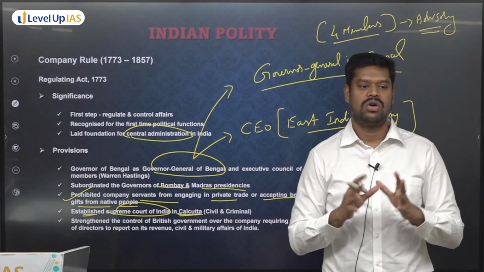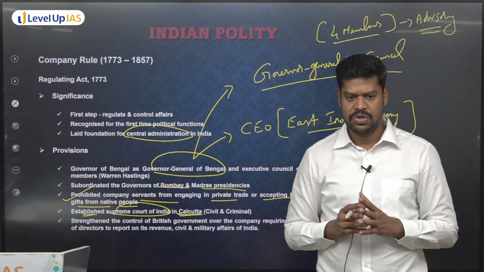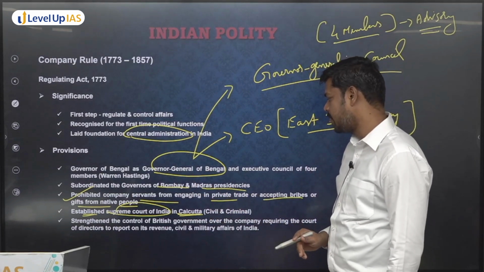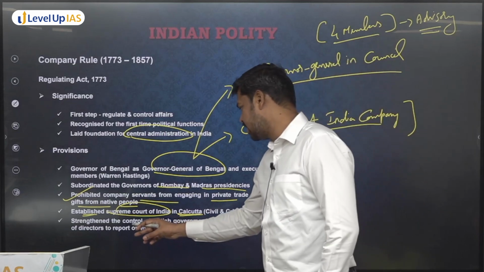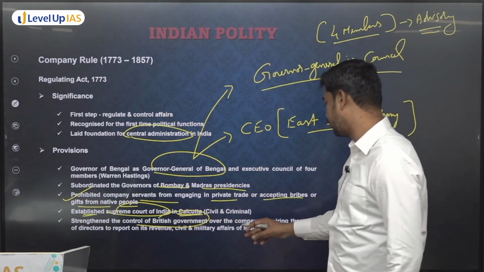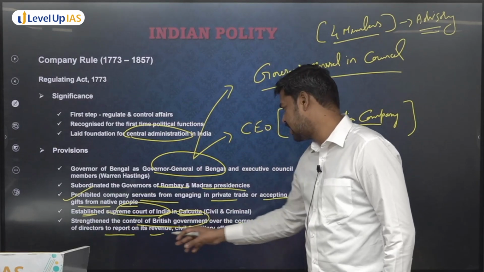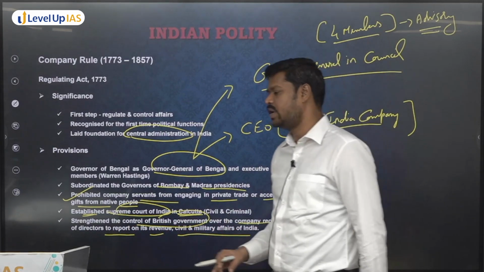Now this led to a lot of problems in the future, which I will subsequently discuss. So all those people were coming under the jurisdiction of the Supreme Court. And further, it also strengthened the control of the British government over the company, requiring the Court of Directors to report on its revenue, civil and military affairs to the Crown.